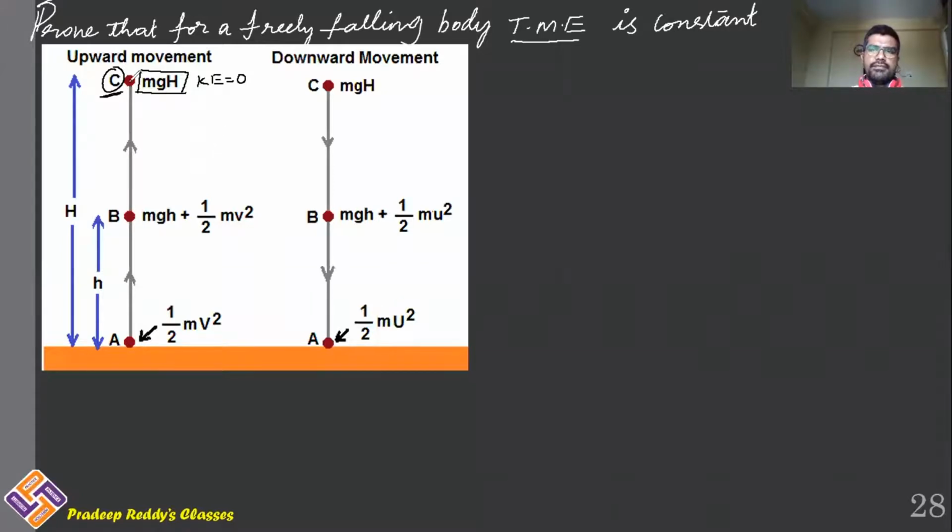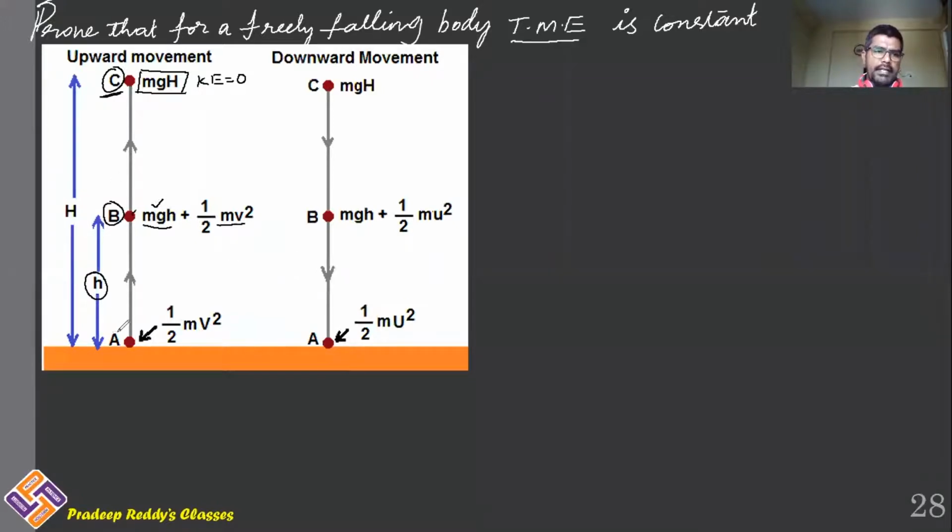Now when the body is left freely, it falls down, and this is the other position which we are considering. At this position, at a height small h, you have both kinetic energy as well as potential energy. Because it is at a height small h, potential energy is mgh, and as it is coming down, it gains velocity. Finally, at this position it has some velocity, which I am considering as v. Therefore, its kinetic energy is half mv square.